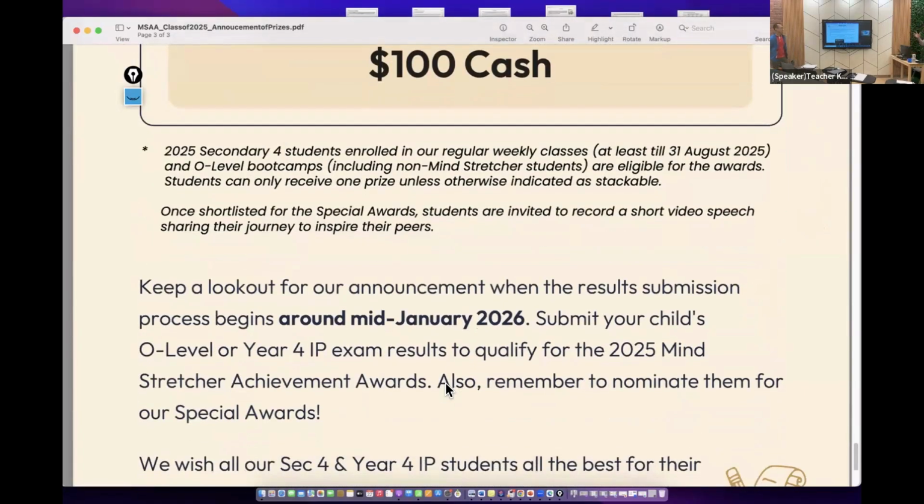So do keep a lookout for this, when your result submission process happens around January 2026 for the MindStretcher students here. And then you all can submit your exam results. And then we'll be going through that, and then we will invite the students for the achievement award ceremony too. Yeah, so do keep a lookout for that too.